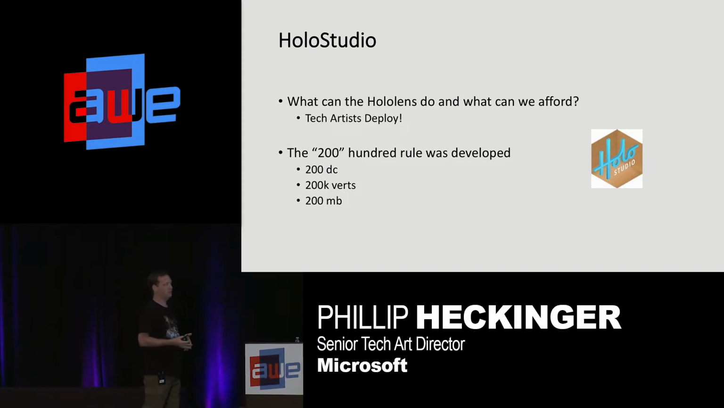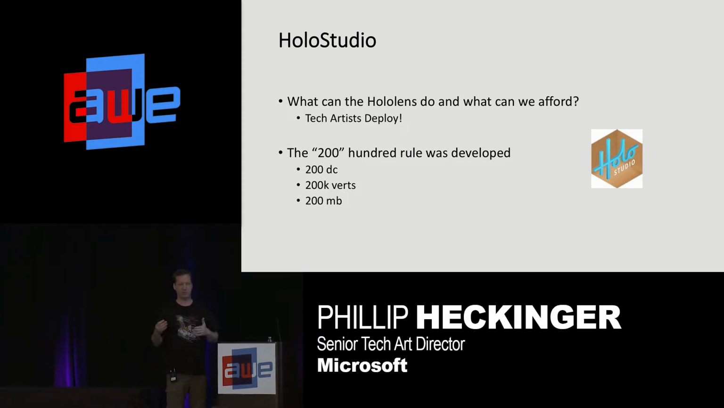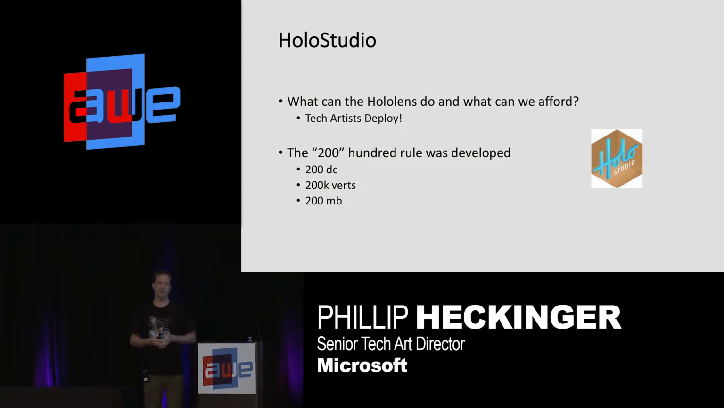What can the team afford? So we went through, the tech artists took the hardware, we spent a lot of time trying to figure out exactly what the engine could run on it. And we came out with what we called the rule of 200. So we worked with the design teams and said, look, you can afford 200 draw calls, 200,000 verts, and 200 megs of memory. This was just a general guideline to them.